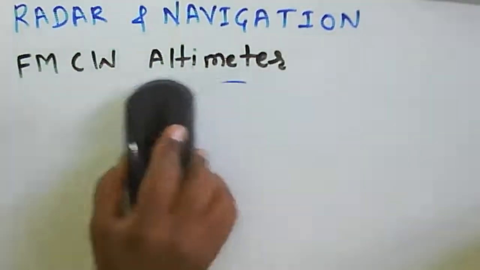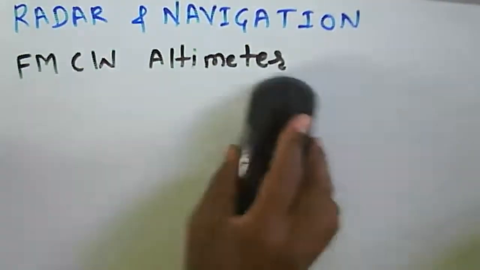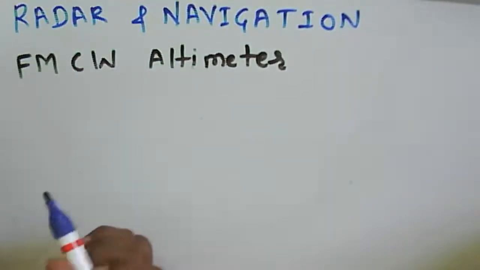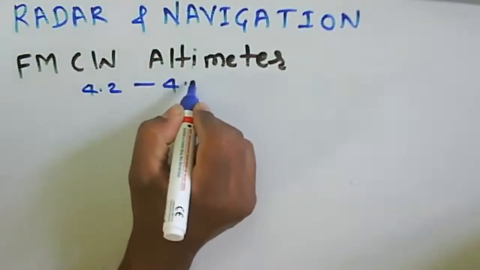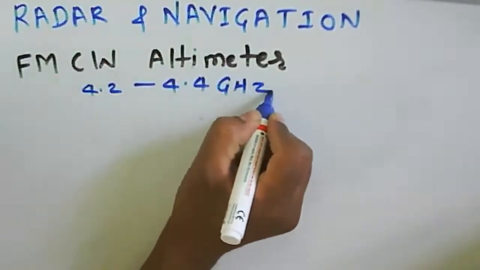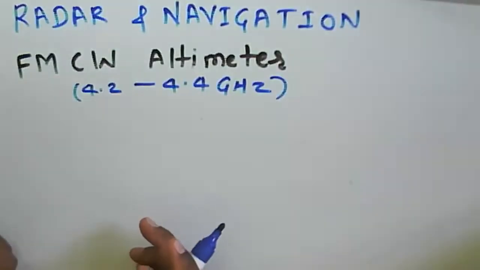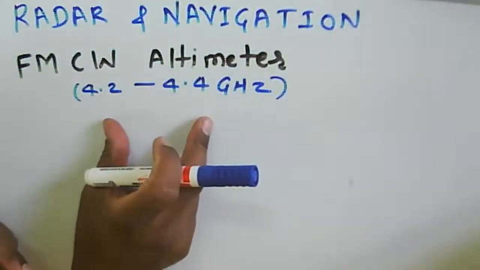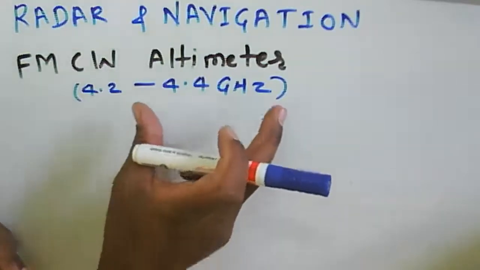Now this FMCW radar altimeter, or generally a radio altimeter, is operated in the band of 4.2 to 4.4 gigahertz. This band is fixed to measure the height from the surface by the aircraft, and that band is reserved only for the radio altimeter.